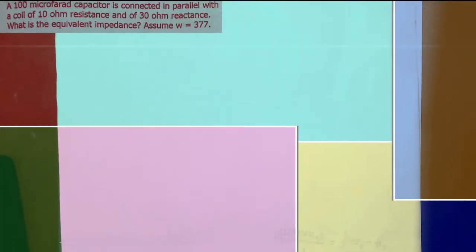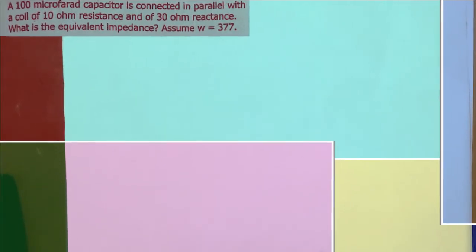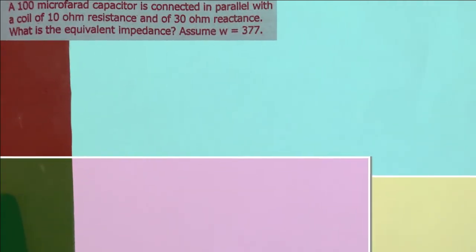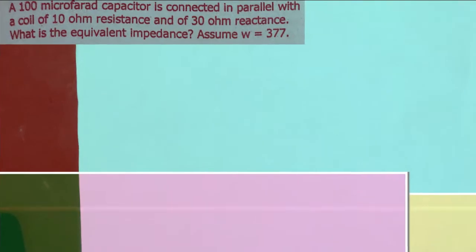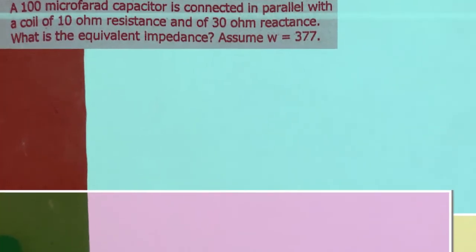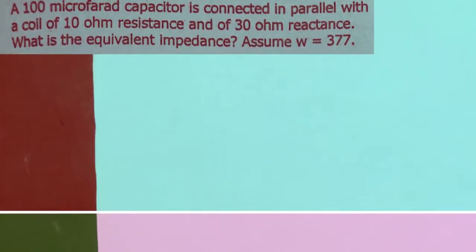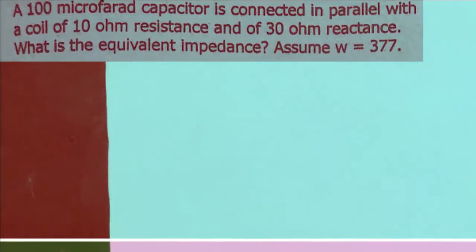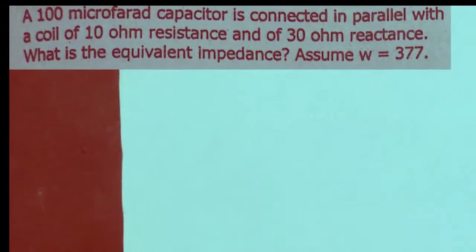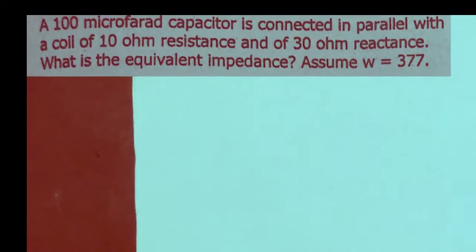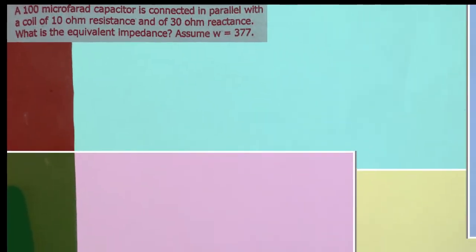Today we are to solve this very simple problem, circuit analysis involving alternating current, and the elements are capacitors and resistors and an inductor. Okay, let's go.